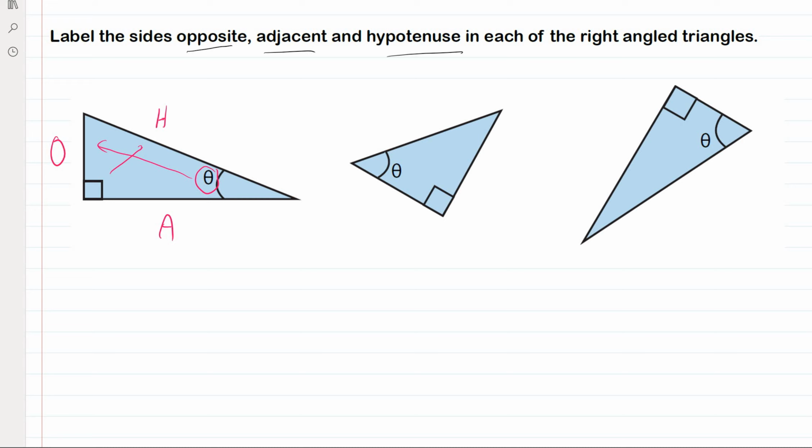Opposite to this given angle is going to be opposite, and the one left is adjacent. So let's take another example. Again, opposite to 90 degree is going to be hypotenuse. Opposite to the given angle is going to be opposite, and the one left is adjacent. Third one, pause the video before I explain. So opposite to 90 is the hypotenuse, and opposite to the given angle, which is this side, is opposite, and the one left is called adjacent.